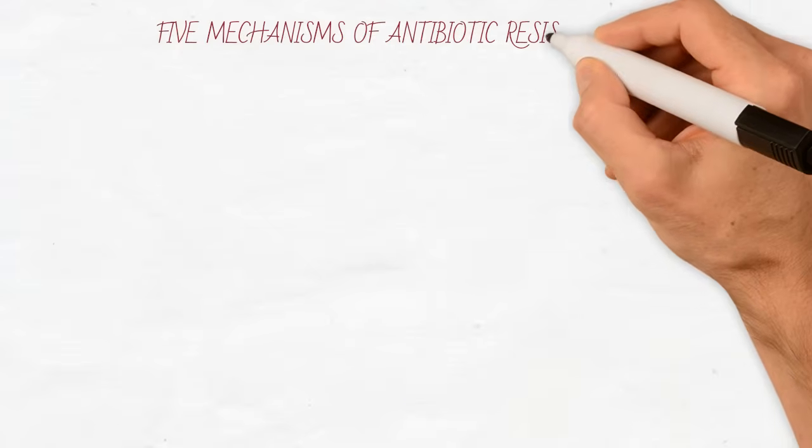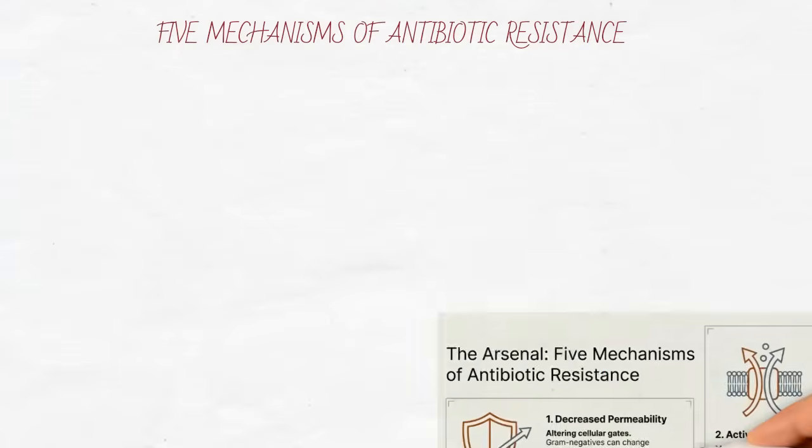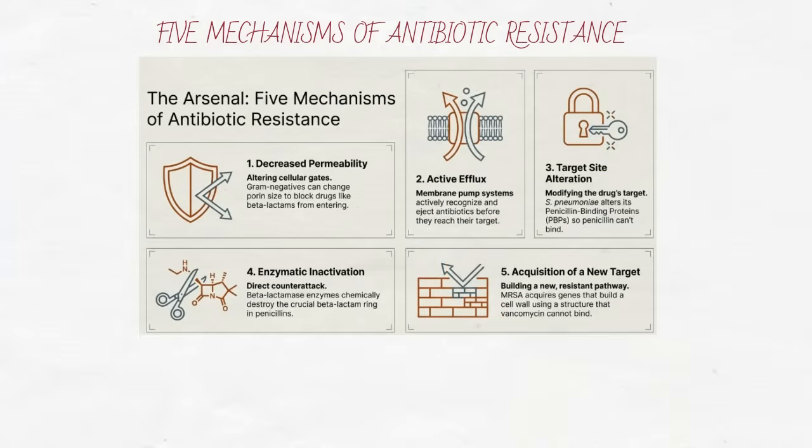And this forces us to detail the 5 primary mechanisms bacteria use to build their arsenal against our drugs. Let me run through them quickly. First, decreased permeability or uptake. They alter the gates to the cell. In gram-negative bacteria, for example, they can change the size of the porins in their outer membrane, basically shutting the door on drugs like beta-lactams or tetracycline. Can't get in, can't do damage.